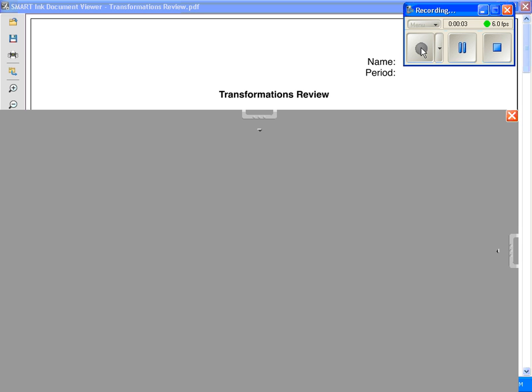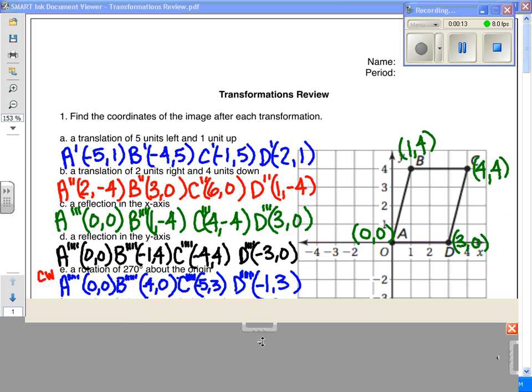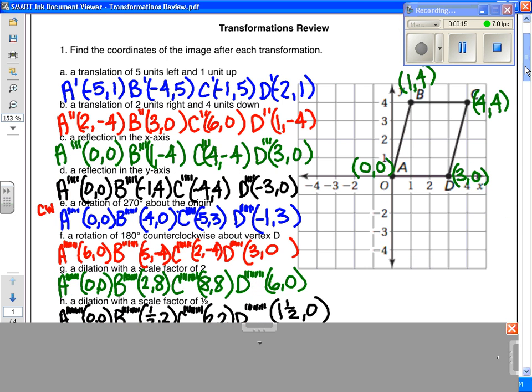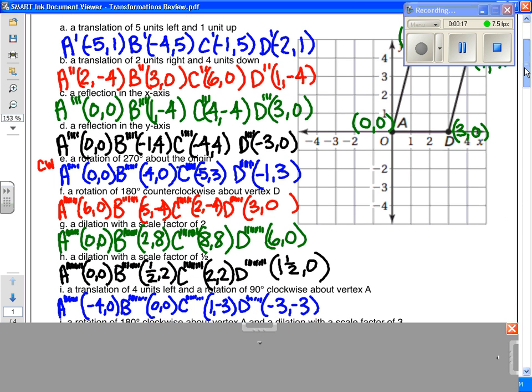These are the solutions to your transformations review sheet. Because number one has a lot of different answers, I am just going to show those. Feel free to pause it so that you can have a chance to check all of your answers.